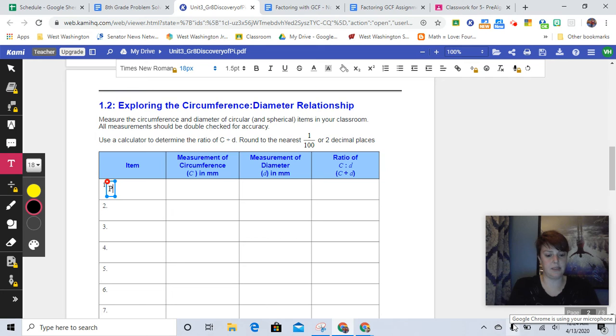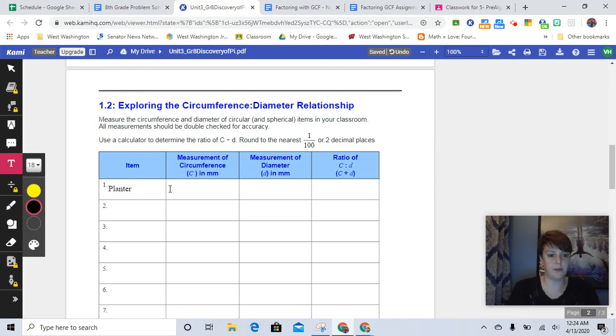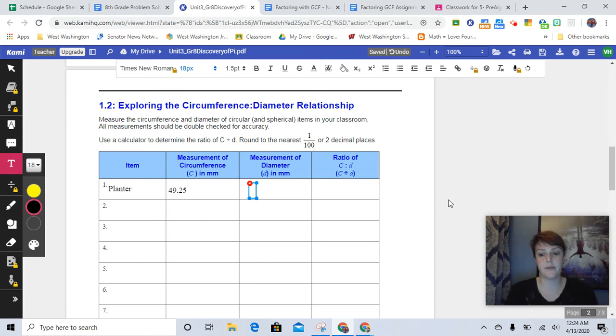So this is my planter. And the measurement of the circumference was 49 1/4 inches. And the measure of the diameter was, oh my goodness, 15.75. I'm going to pretend that it was that because I can't remember exactly for sure off the top of my head. And then over here, all I would do is divide.